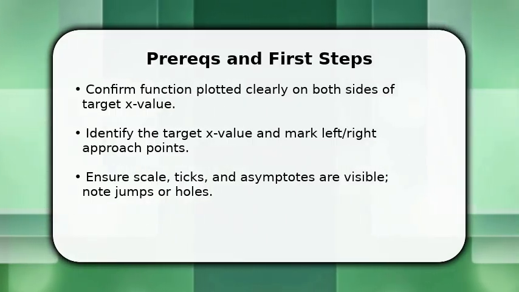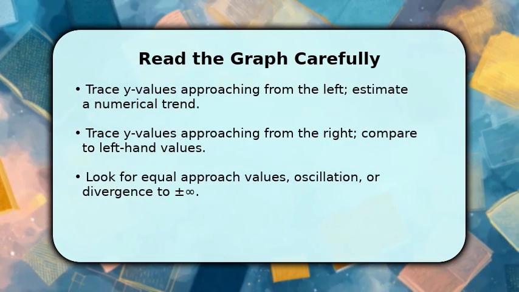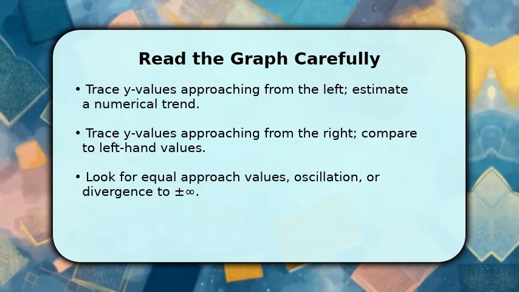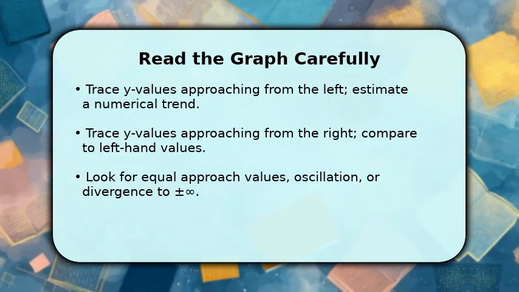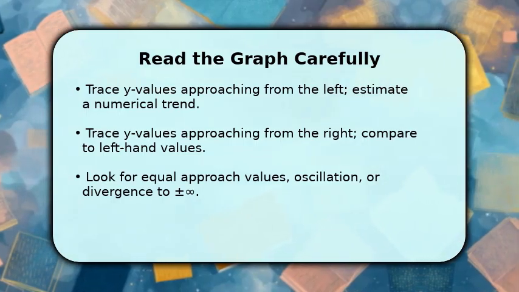Now you analyze the left-hand approach first. Follow the curve as x approaches the target from smaller values and estimate the y value trend. Then do the same from the right side. Once done, directly compare the two approach values because a limit exists only if they match.